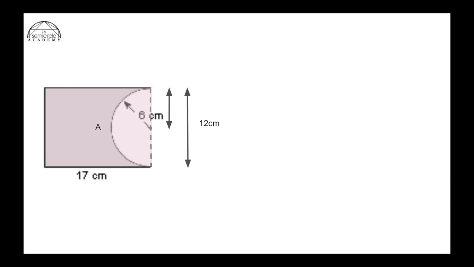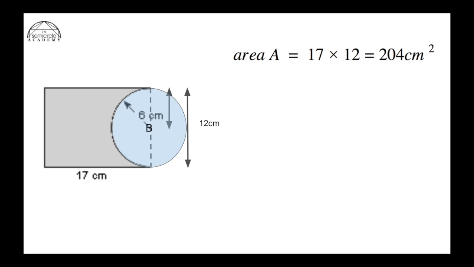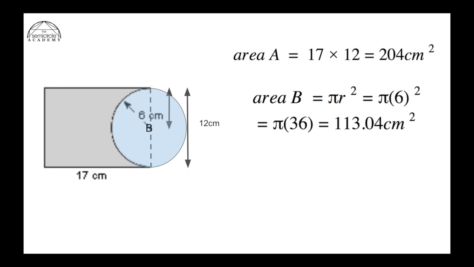So now we could find the area of the larger rectangle, and that would be 17 times 12, 204 centimeters squared. And then we could find the area of the circle. We have the radius being 6. So the area of the full circle, with a radius of 6 centimeters, is pi r squared, which is pi times 6 squared, and it gives us 113.04 centimeters squared. Right? Now that's the area of the full circle.